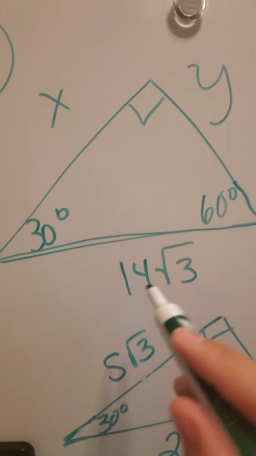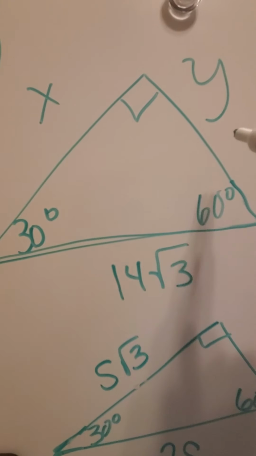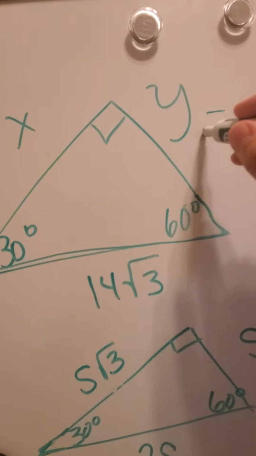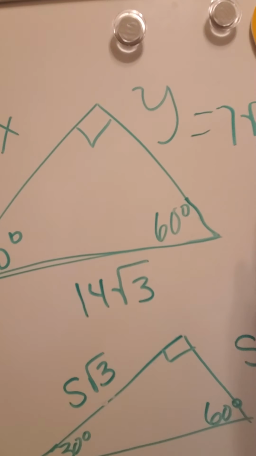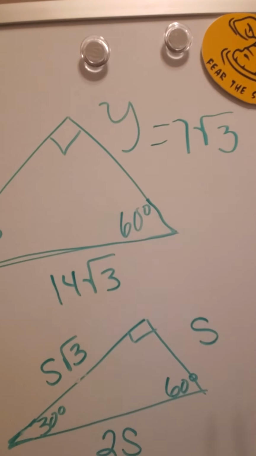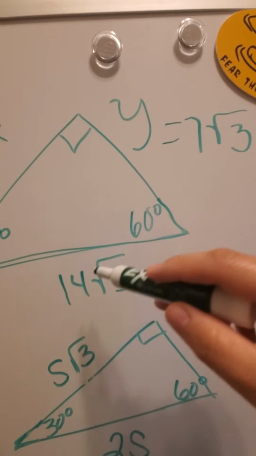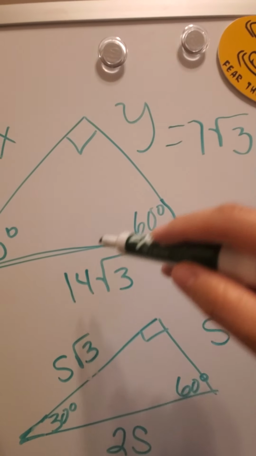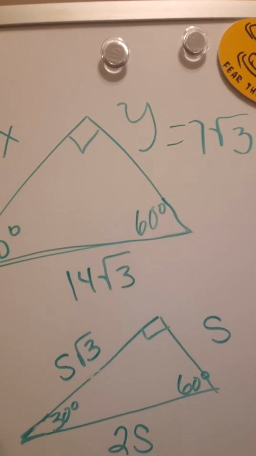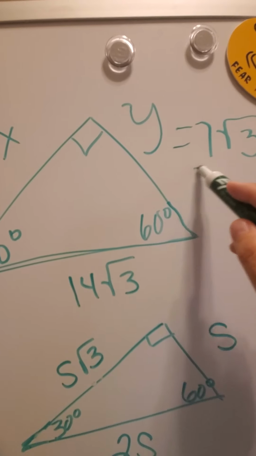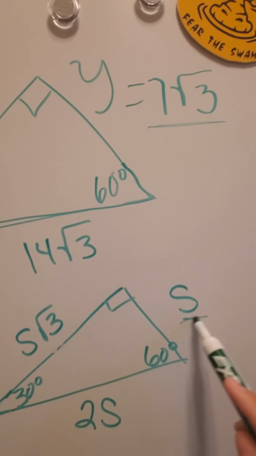I know this is 2 times the size of this, so I'd have to divide by 2, and I get 7 square roots of 3. Does that make sense? Because 7 times 2 would give me 14, right? So if I'm going backwards, I divide by 2 and get 7. All right, that's my main side, like this here, okay?